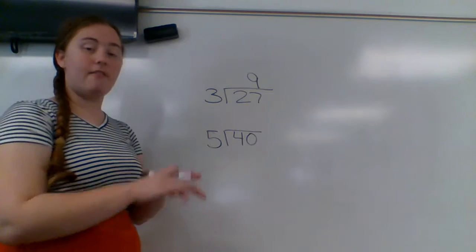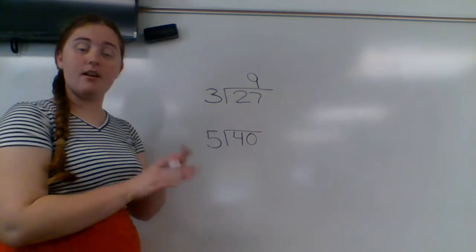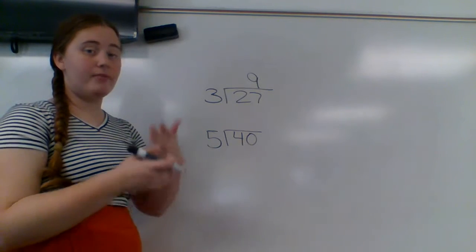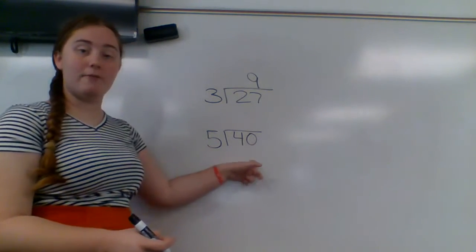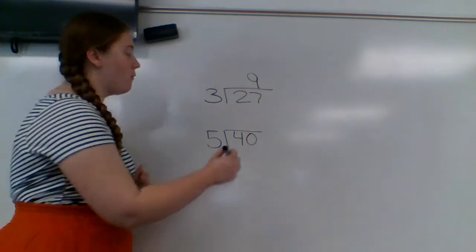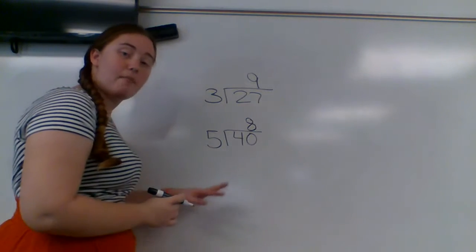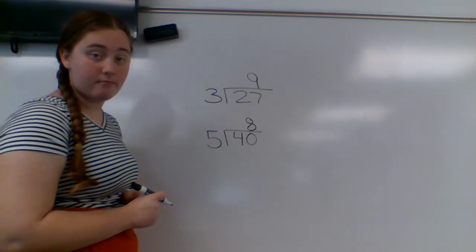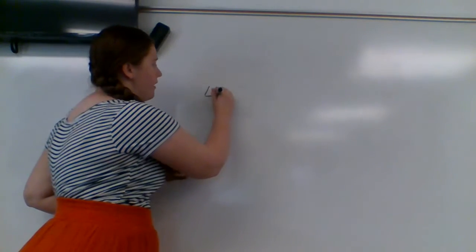5, 10, 15, 20, 25, 30, 35, 40. How many was that? Right, we counted by 5 8 times. So we're going to say 5 will go into 40 8 times. So 40 divided by 5 is 8. Make sure you put your 8 above your 0 in your 40. Let's do letter C next.